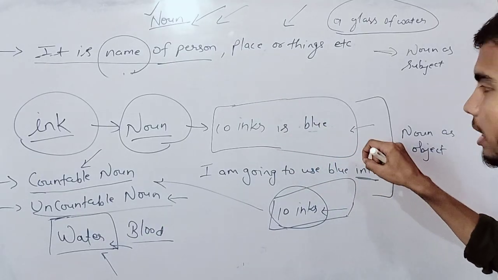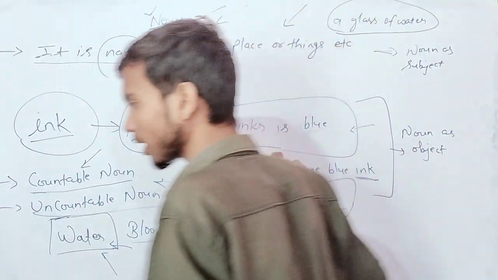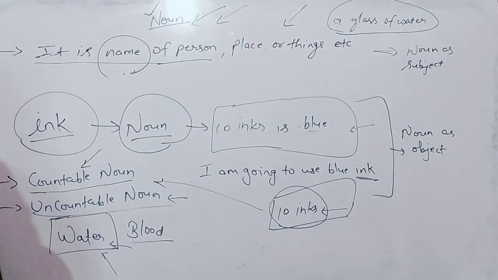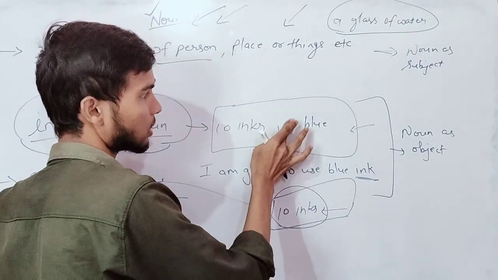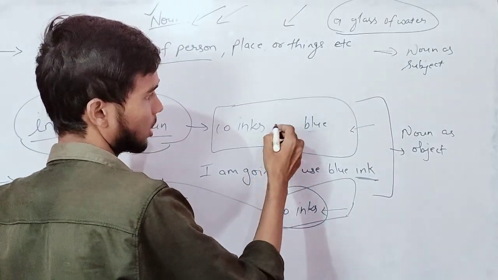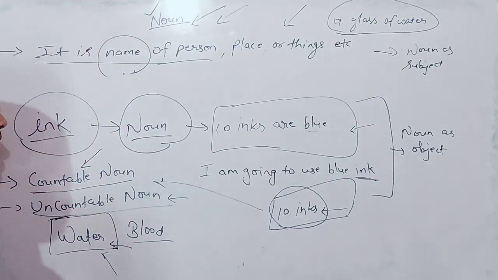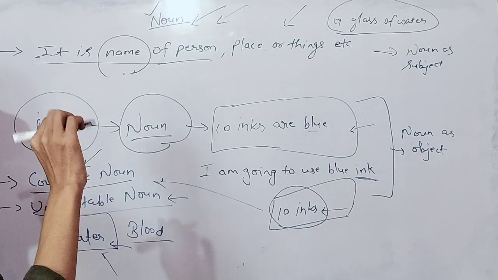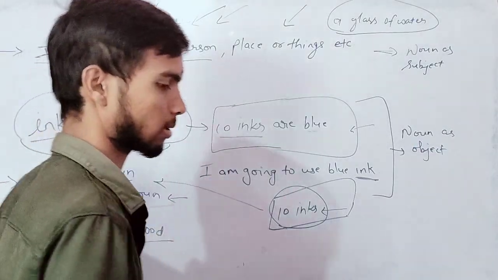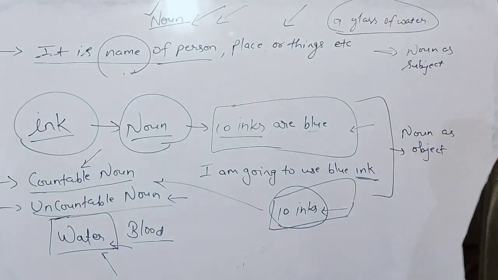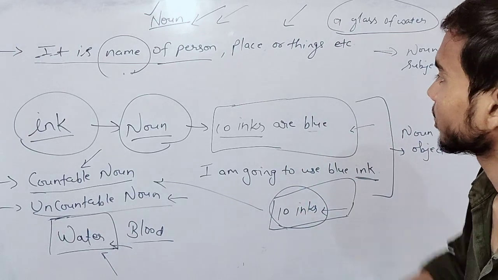It is not making sense. Grammatically it is not correct. This sentence is not correct grammatically. You would ask where is the mistake? Where is it wrong in this sentence? Yes, this verb would be are instead of is. Why? Now, what is the reason behind it? The reason is 10 inks is plural.